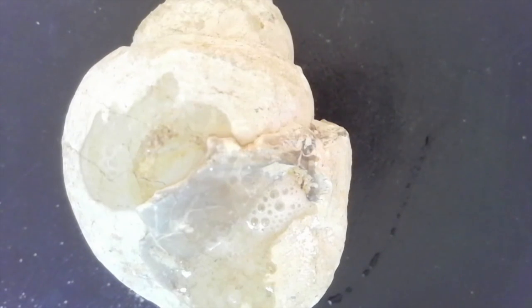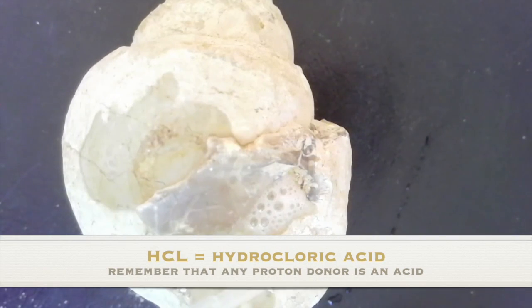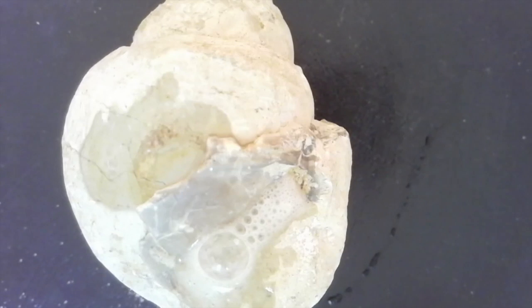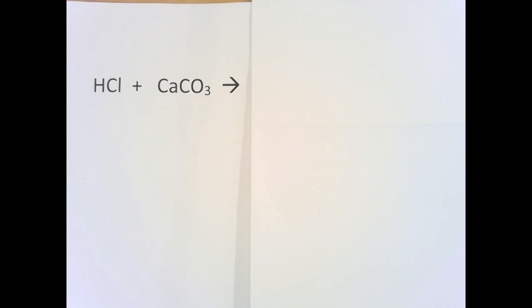So here we have the limestone, and we're applying hydrochloric acid. As we apply the hydrochloric acid, we see that the limestone begins to effervesce, and that's because the hydrochloric acid is beginning to bond with the calcium carbonate and completely reversing this reaction, taking an acid plus a base and creating something new.